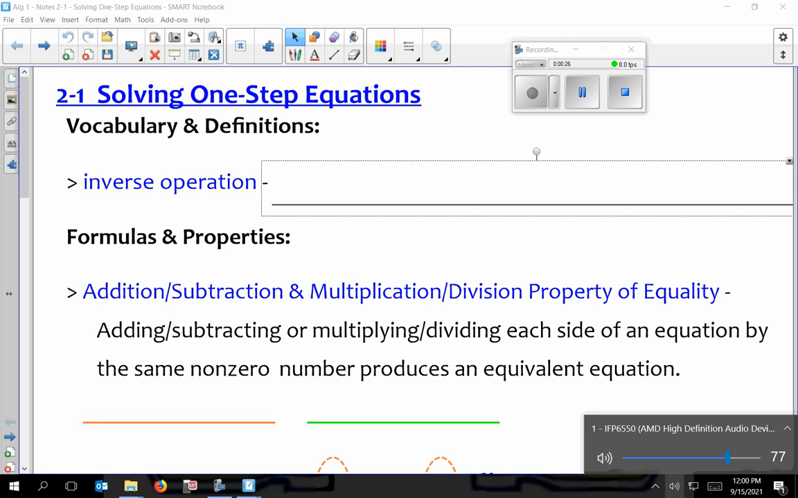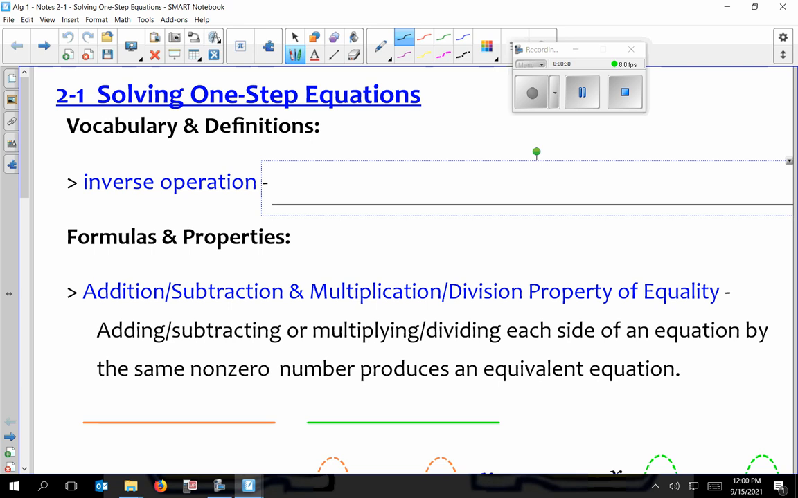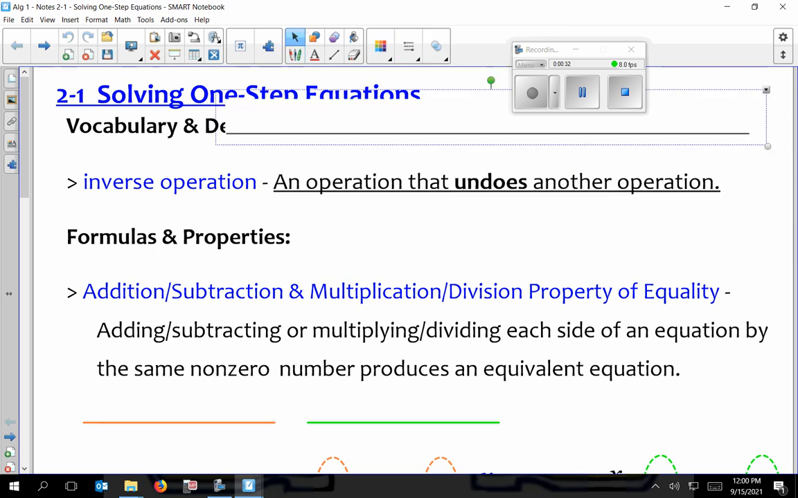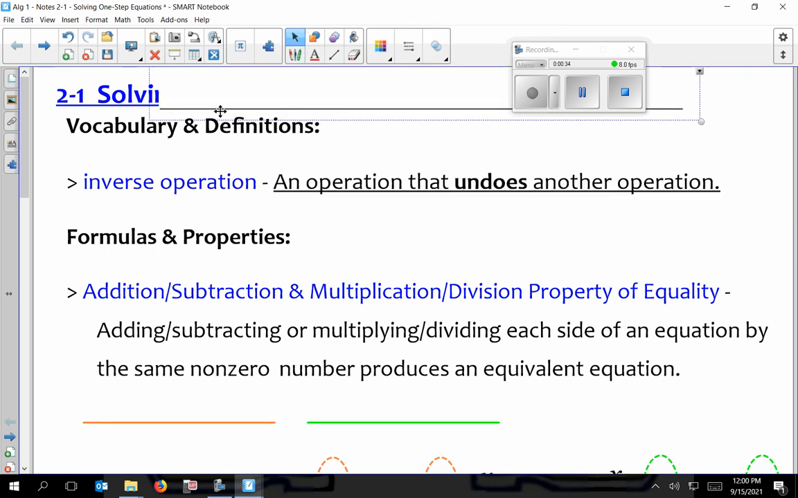The first thing we have here is the definition for an inverse operation. If you go ahead and write that down. Once again, just a reminder, as you're taking notes, if I'm going too fast and you need to get caught up, hit the pause button and get your notes caught up and then hit play again, okay?